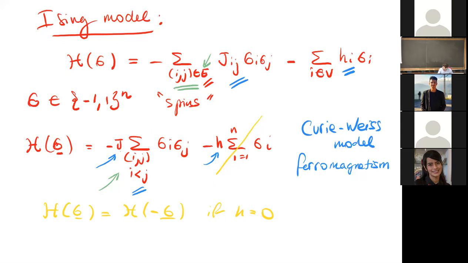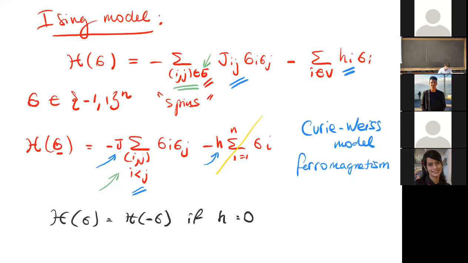So the first term, proportional to J, is indeed trying to align the spins together. That's not visible. Sorry? It's not visible. So I just wrote that H of sigma is equal to H of minus sigma if H is equal to 0. There is no external field.